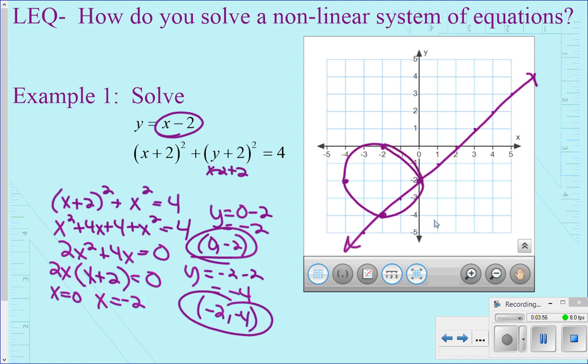Oops, got a little bit off there on that one. So then I'm going to label those points of intersection, 0, negative 2, and negative 2, negative 4, which are the points that I came up with algebraically.